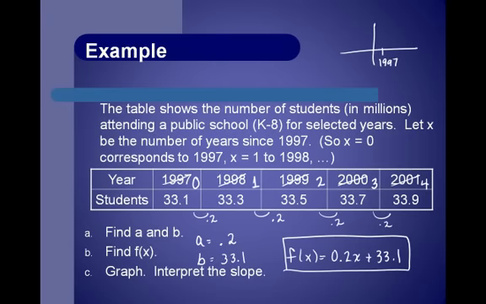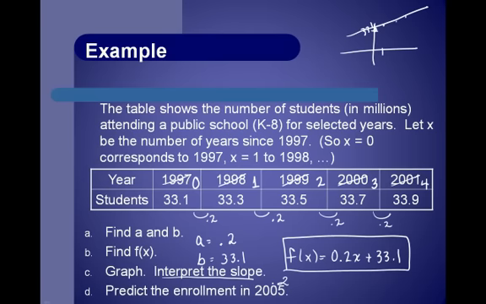The next part says to graph it and interpret the slope. Well, to graph it, let's just go back up here to the top. Because we did our zeros, our first point would be 33.1, and then it increased 0.2 every year, so it's going to increase very slightly every year. It's almost a flat line, but there is a slight increase. Now interpret the slope. The slope was 0.2, which means every year the attendance increased by 0.2 million. And then part D says predict the enrollment in the year 2005.